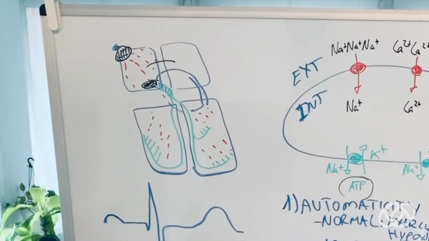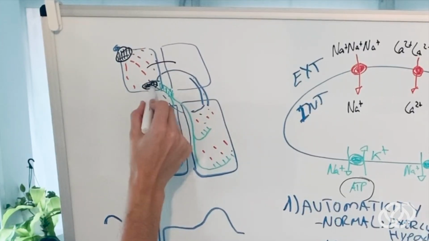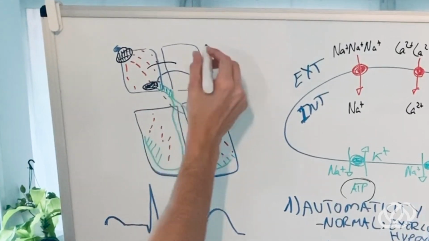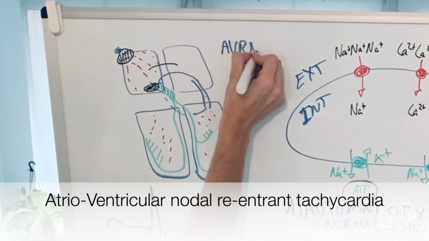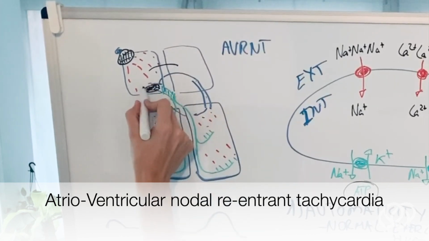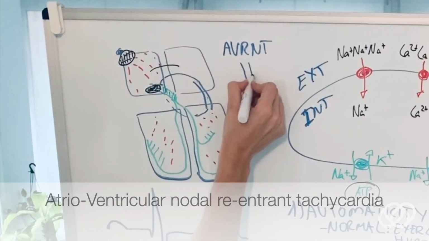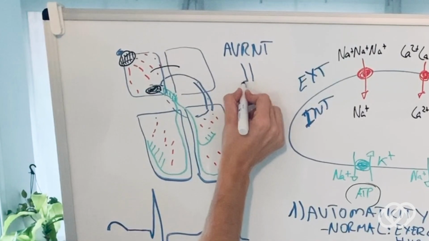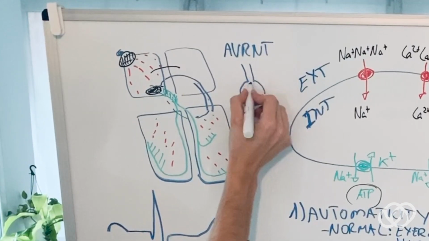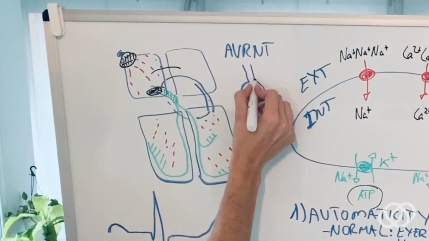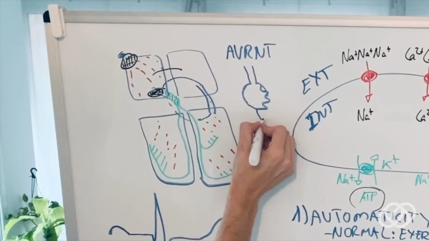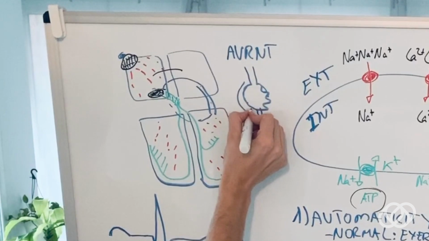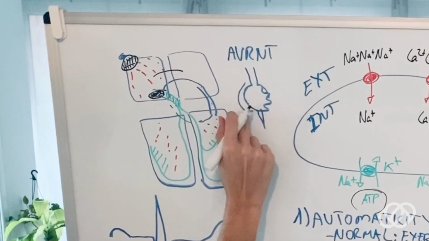We can also have the atrioventricular nodal reentrant tachycardia. Usually in the AV node, some people have two pathways. One is rapid and the other one is very slow. So here we could possibly also have, this other way, also a re-entry.